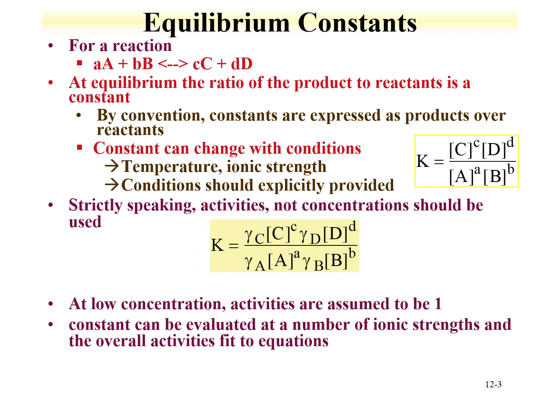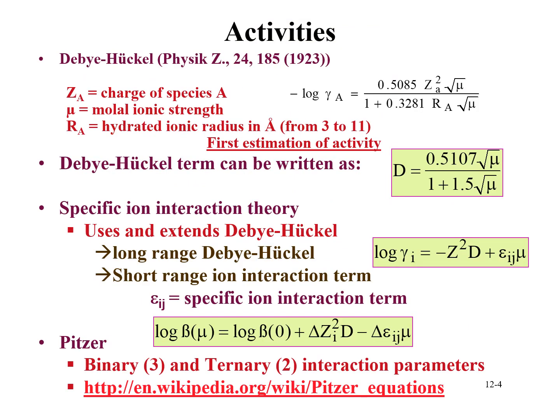We have activity coefficients. At low concentrations, activities are assumed to be 1. And what one can actually do to try to evaluate some of these activity coefficients is to examine constants over a range of ionic strengths and fit the activities. Now there's a number of different equations that are used to evaluate activities. One of the earliest is the Debye-Huckel equation listed here.